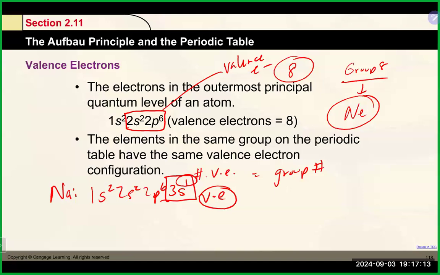The one exception in group 8 is helium. Helium is in group 8, but helium has how many total electrons? Only 2, so it can't have 8, right? So even though helium is part of group 8, it only has 2 electrons, and both are valence electrons in that particular case.